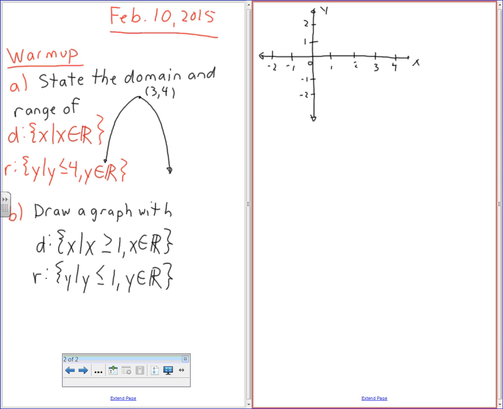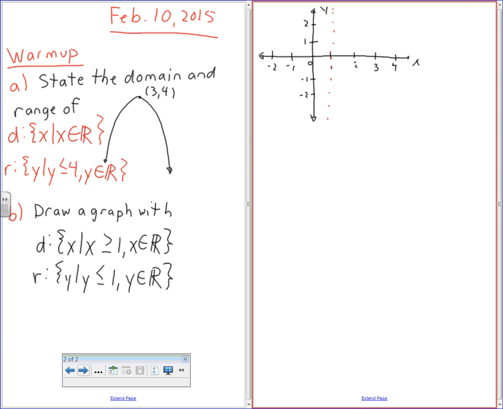So somebody translate, other than those two volunteers that we had, what does that domain stand for in English? What does somebody translate that in English? So x is greater than or equal to 1. Good. So what I'm going to do here is put a little line here at 1.